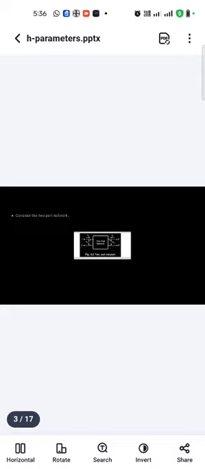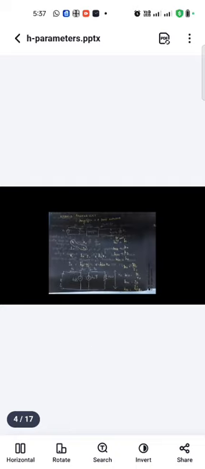Now first we should know how to write the voltage current equations. What are the h parameters? H11, H12, H21 and H22. These are the hybrid parameters. H11 is the parameter present at the input port. What is H12? We can say it is the reverse parameter, the reverse h parameter.